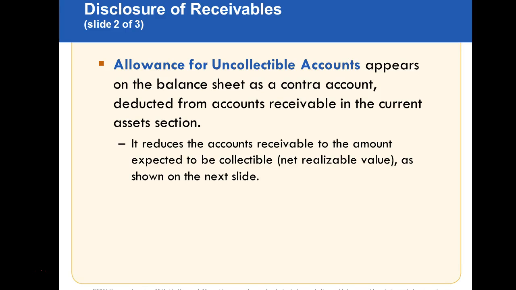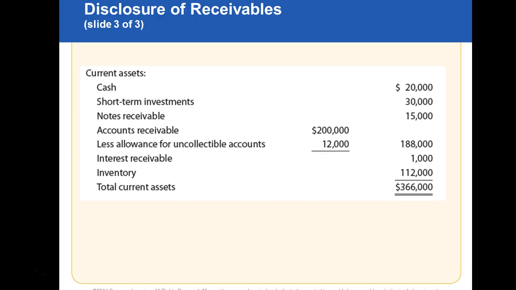The same is true here for our allowance of uncollectibles. We will keep our accounts receivable at their full amount, and our allowance for uncollectibles is going to be a contra account, so the net amount is really the accurate value of our accounts receivable.